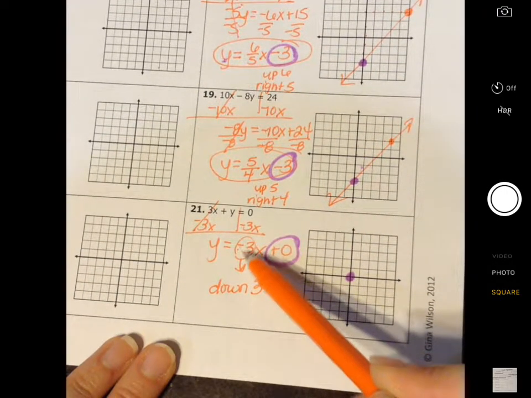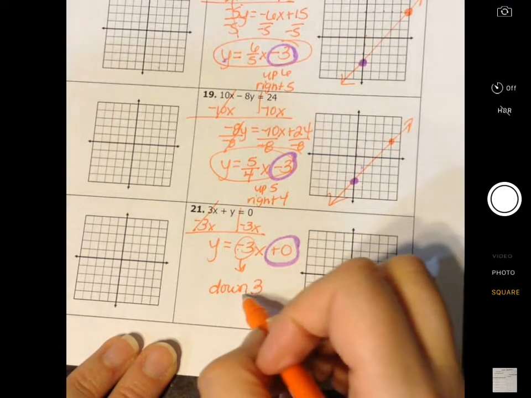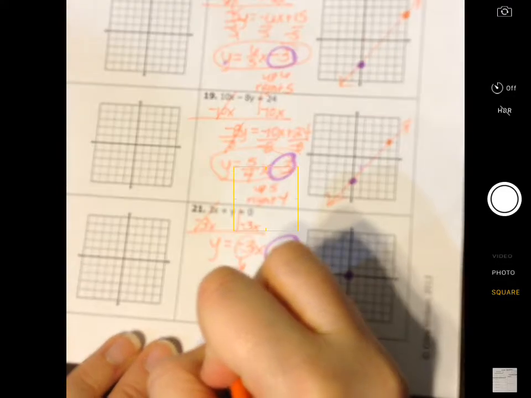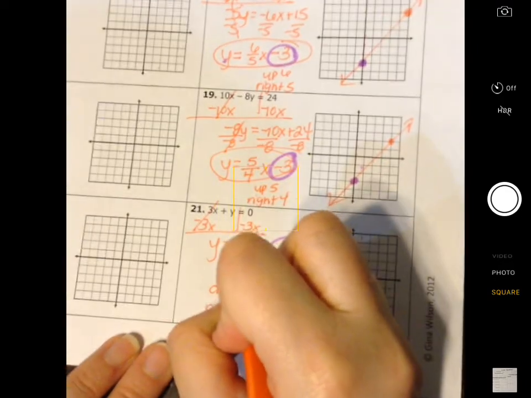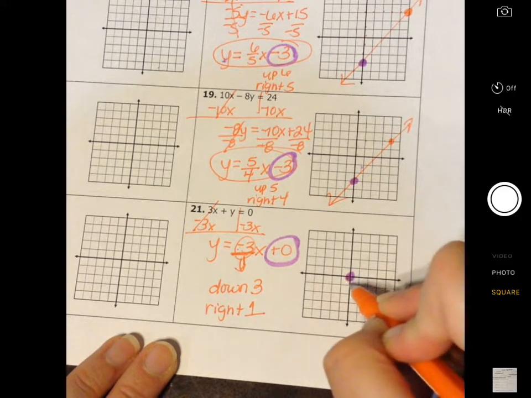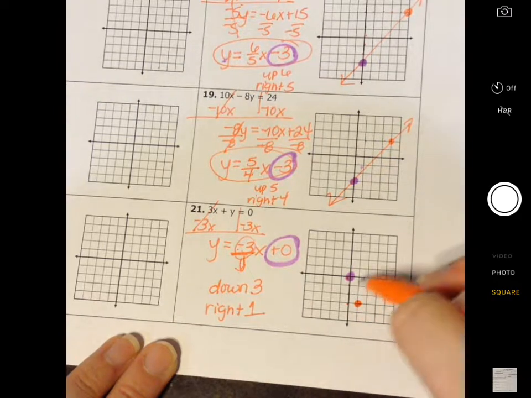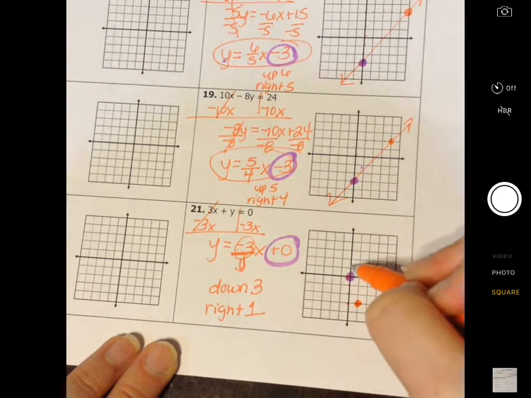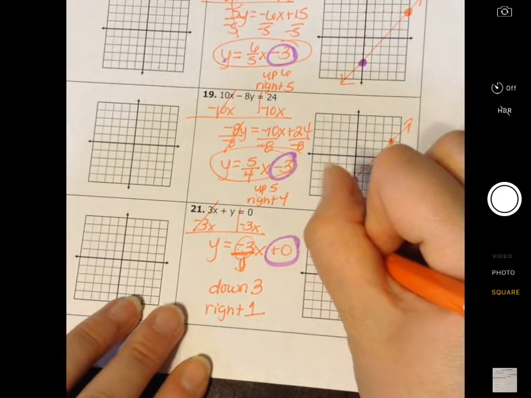Negative 3 as a slope tells me I go down. Negative means I go down this time. So down 3, right 1, because this is technically negative 3 over 1. So put your pen on the middle. Down 1, 2, 3, right 1. Can't go any further, so go back the other way. 1, 2, 3, left 1. And again, I'm done. Out of room.